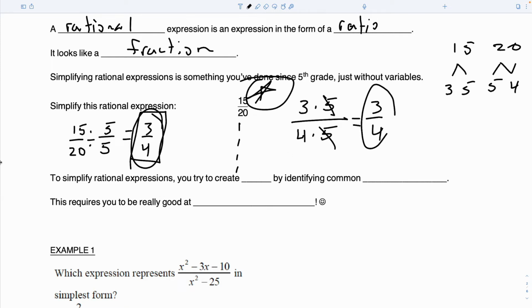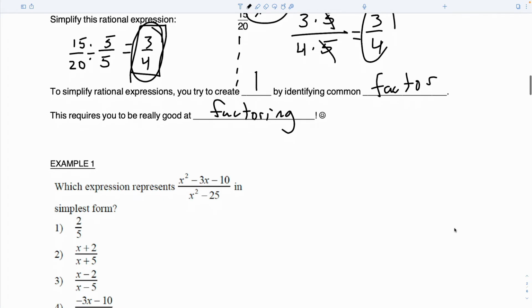You're going to try to create 1 by identifying common factors. This requires you to be really, really, really good at factoring, which is what we've been working on in the past 2 units.